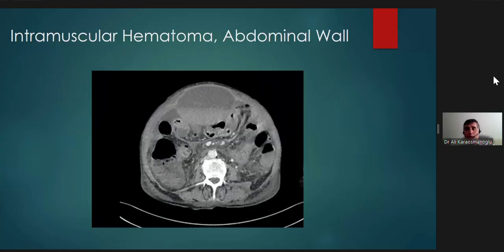So abdominal wall, that's the most common site of intramuscular hematomas in the abdomen. Again, anticoagulation use. You can see a large mass, it's lenticular shaped, the shape of the rectus abdominis muscle sheath, and you can see the serum and the sediment level.